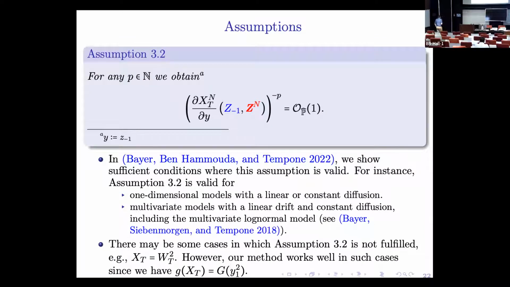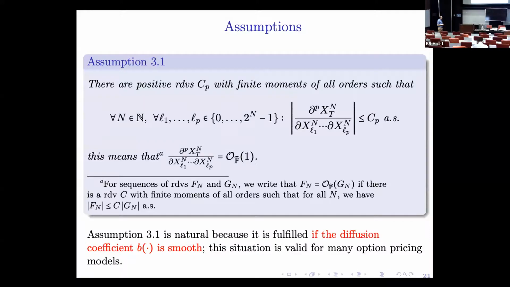Now, a stronger assumption that we introduced is the following. Here we assume that for any p, the inverse of the derivative of the Euler discretization with respect to y, where y denotes the coarsest variable, to the power minus p is bounded. Just let me introduce this notation to simplify the presentation. When I write F_n is O_p-hat of G_n, it means that there is a random variable with finite moments of all orders for any n.